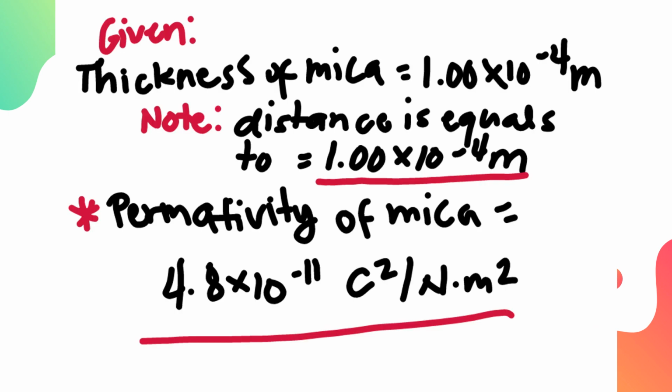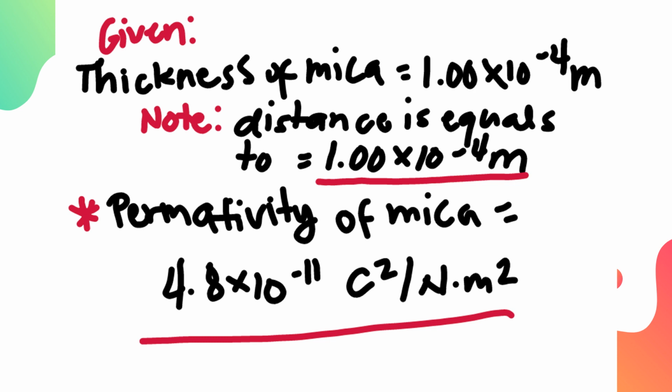Another value given was the thickness of mica. Mica here is the insulator used in between the two plates. So the thickness of mica is 1.00 times 10 raised to negative 4 meter. And take note, mica is in between the plates, meaning its thickness also serves as the distance between the two plates. So the thickness of mica is also the distance in between the two plates.